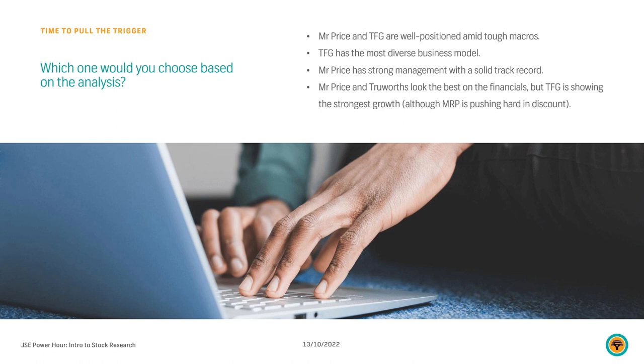Mr. Price and Truworths actually did the best when we looked at the financials. The Foschini Group has the strongest growth, but Mr. Price is pushing quite hard, and weak macros could be supportive. And then Mr. Price looks cheap, but not as cheap as Truworths. So again, it goes back to what type of investor you are. I'm a hardcore quality girl, so I would probably go for the likes of Mr. Price. But for a hardcore value guy like my husband, I'm pretty sure he's already built a position in Truworths.